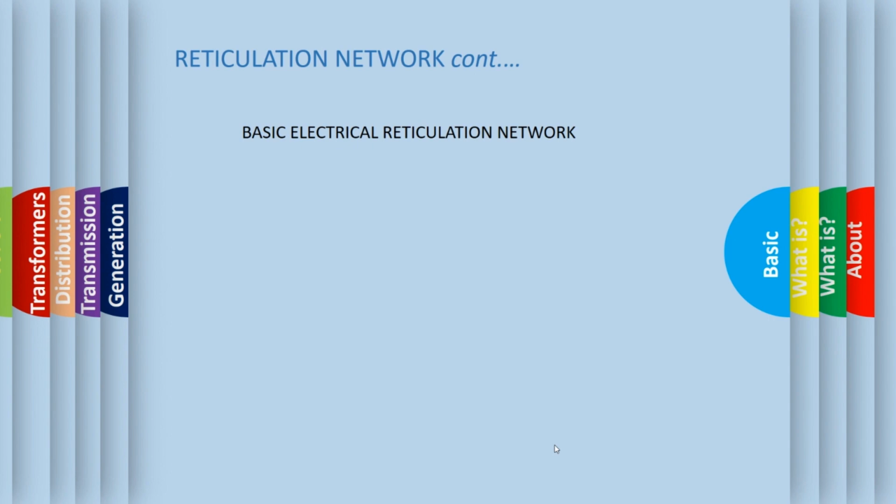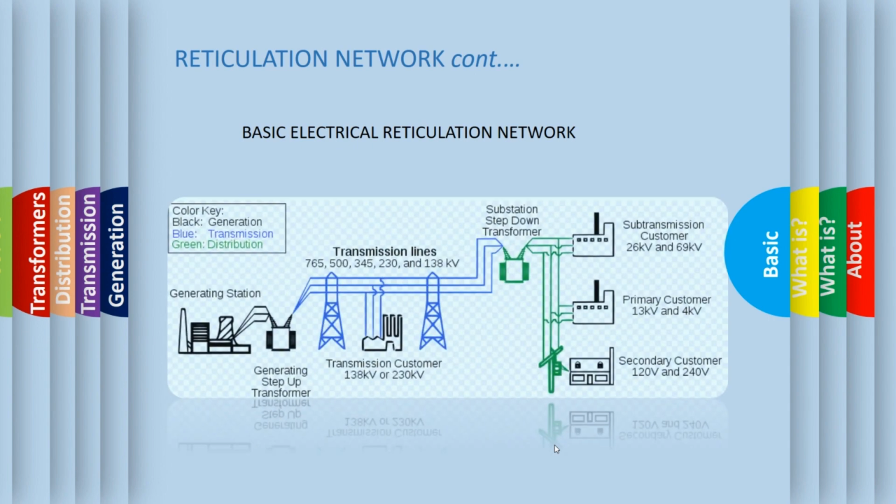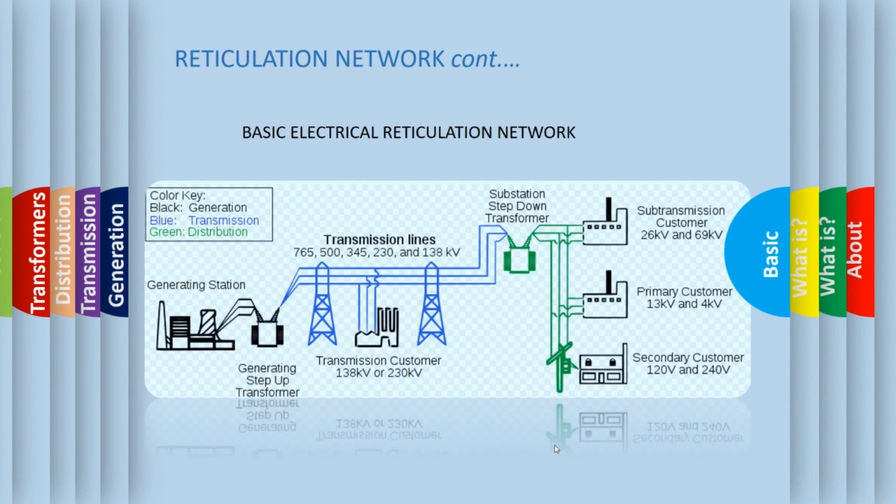Now, let us look at the basic electrical reticulation network. Electricity is generated from a power station, as you can see in the picture. Now, after this electricity is generated, it is then transmitted to the step-up transformers, as indicated here. This means that electricity is not manufactured at 132,000 or more volts, but it is manufactured at a lower voltage, known to be 11,000 volts.